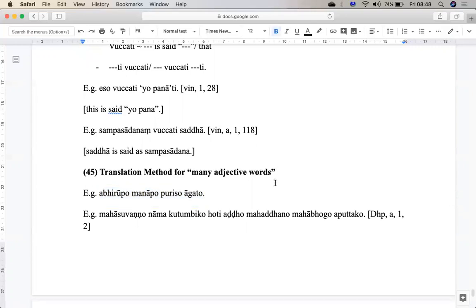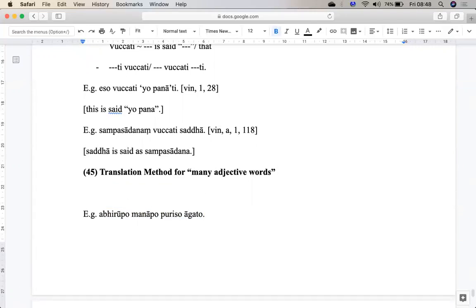Okay. Here, these rules, we need to note that.